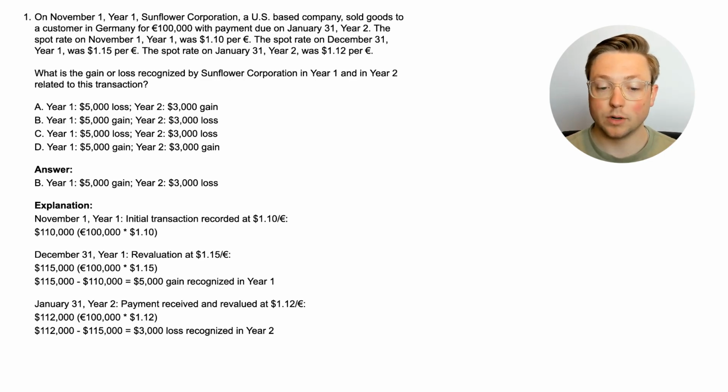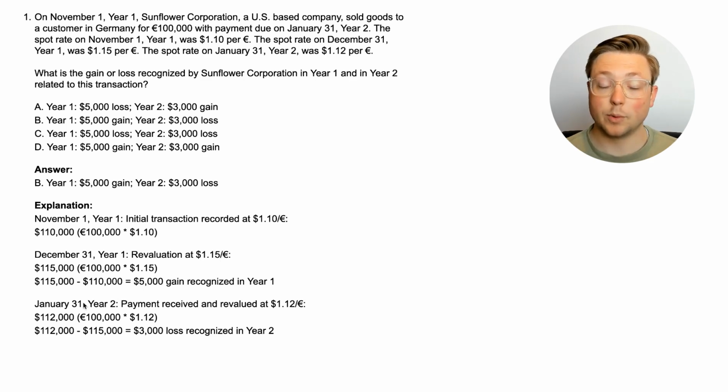So November 1st, year 1, the initial transaction is recorded at $1.10 per euro, which in this case is 100,000 euros multiplied by $1.10. That gives you $110,000. So they're expecting to sell these goods for $110,000. But by the end of the year, you have to do this at year end, you have to reevaluate. Now the exchange rate is $1.15 per euro. So now they're expecting they're going to earn $115,000 instead of $110,000. So they recognize a $5,000 gain in year 1 at the year end because, again, the exchange rate has gone up for dollars to euros and they are selling these goods. So that's why they're expecting this gain.